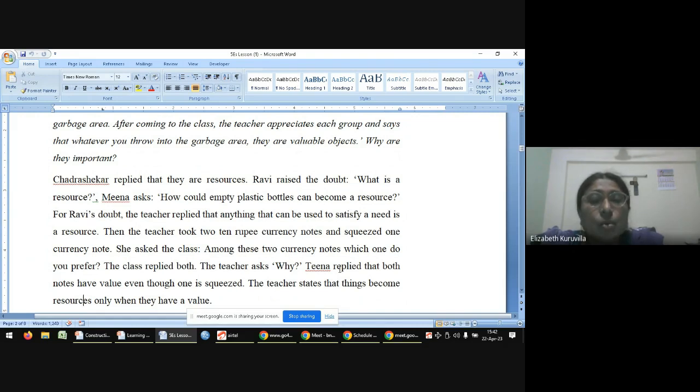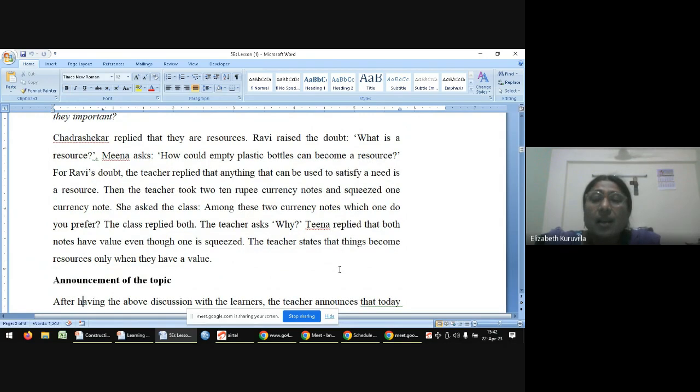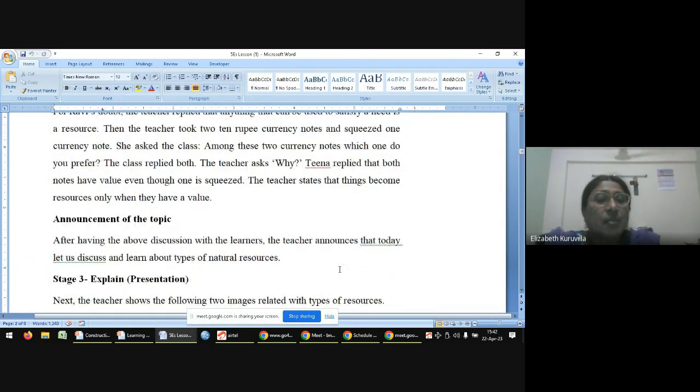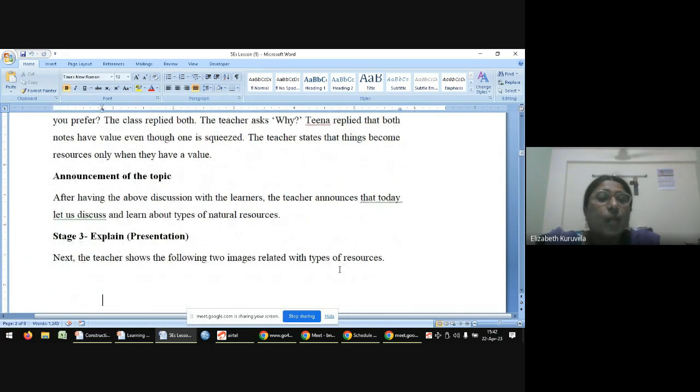Then the teacher took 2 10 rupee currency notes and squeezed 1 currency note. She asked the class, among these 2 currency notes, which one do you prefer? The class replied, both. The teacher asked, why? Tina replied that both notes have value even though one is squeezed. The teacher states that things become resources only when they have a value.